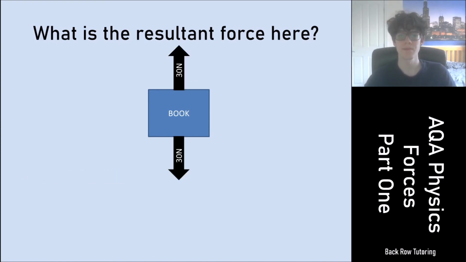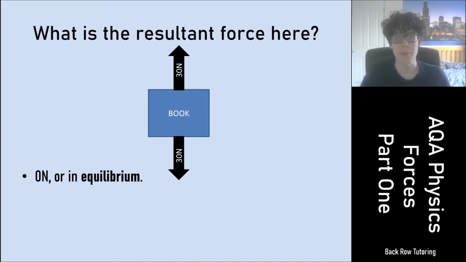What is the resultant force here? We have a 30 newton force acting upwards on this book and a 30 newton force acting downwards on this book. So the resultant force is 0 newtons. Now, I'm going to introduce a new word. If there are no forces in total, we say that an object is in equilibrium. So you could say that this book, despite having lots of forces acting on it, is in equilibrium. And that's because the total force, or the resultant force, is 0. So something with no overall force is in equilibrium.